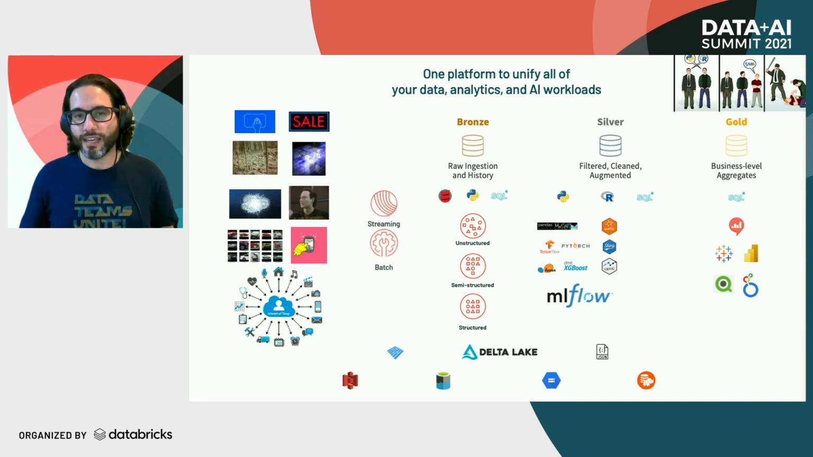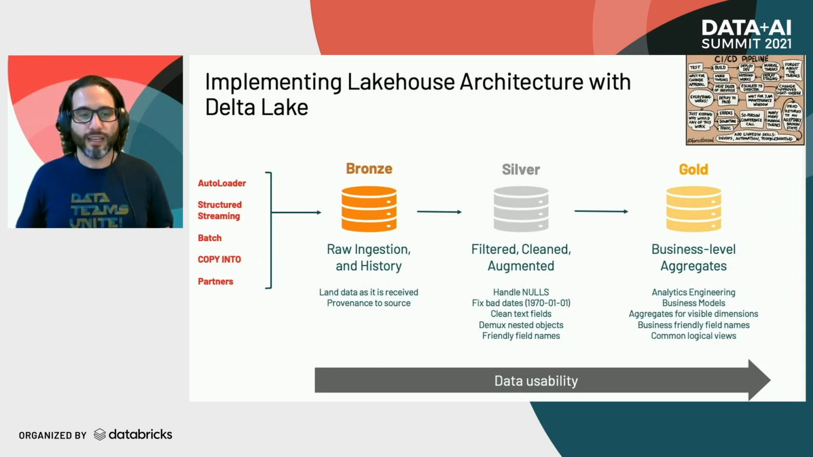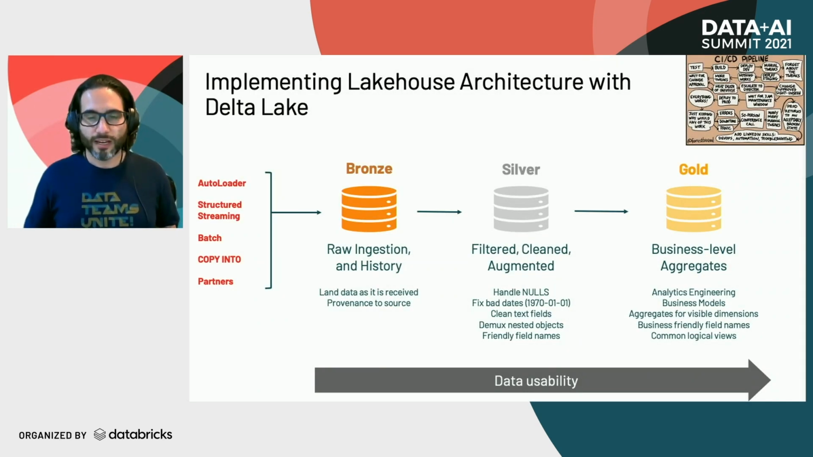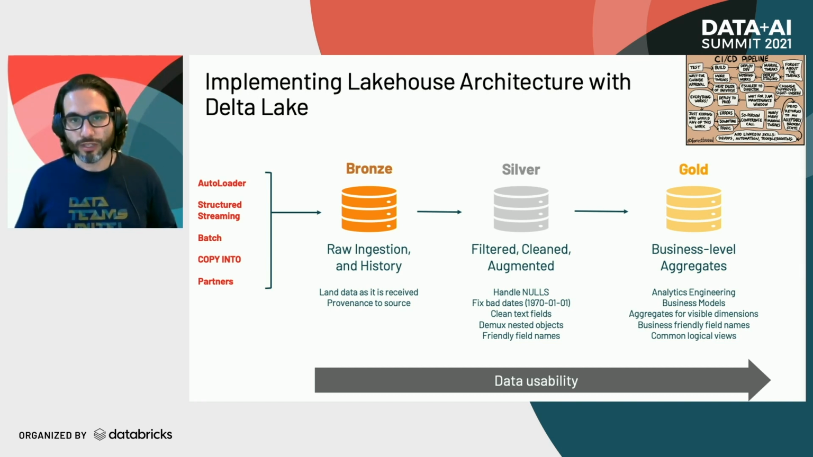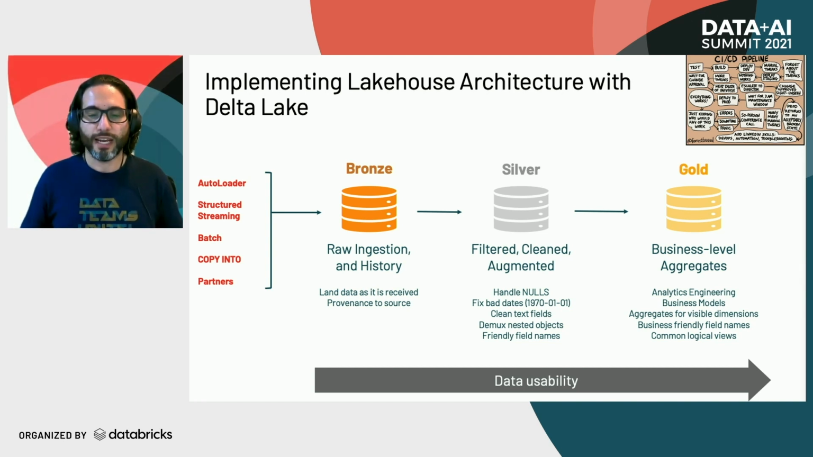So what is this Lakehouse architecture pattern with Delta Lake? Essentially what we see a lot of these organizations doing is loading the data into the bronze layer. And the bronze layer is raw data. You don't really want to apply a lot of changes here because you want to maintain provenance to your source. So you land the data raw, so you always have a record of what happened to the data.